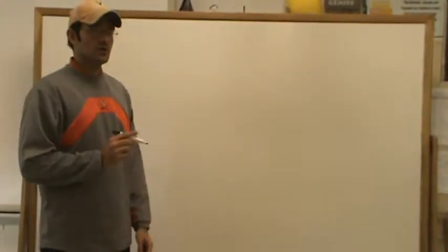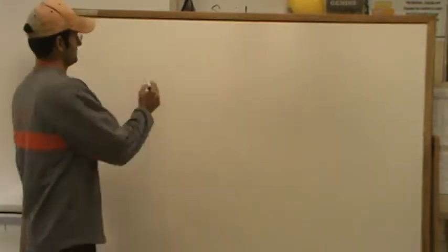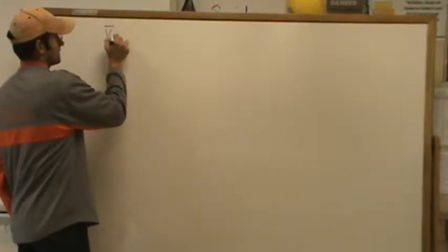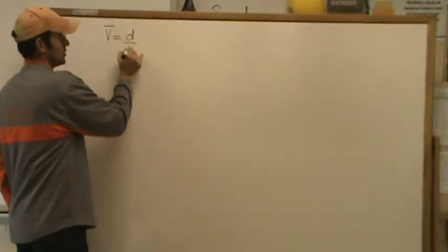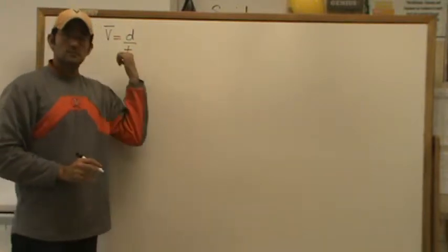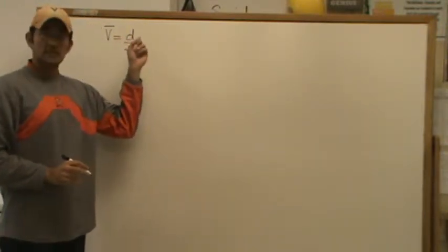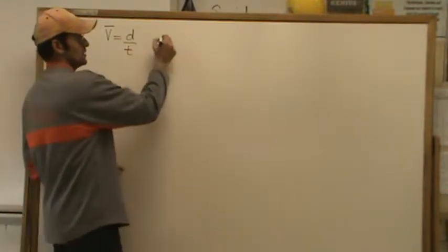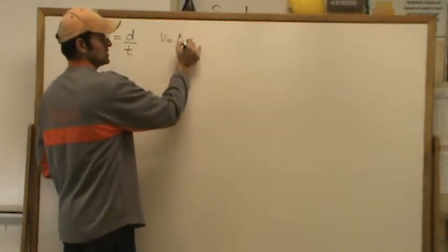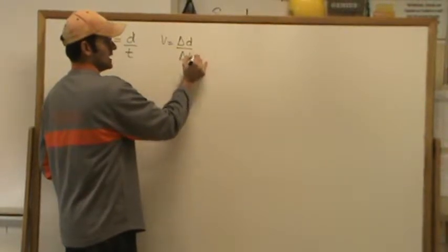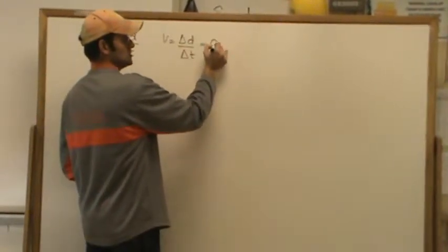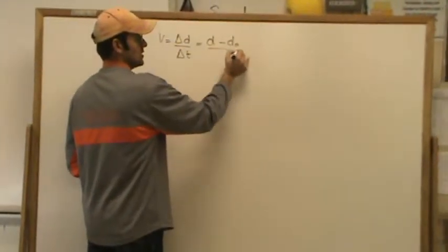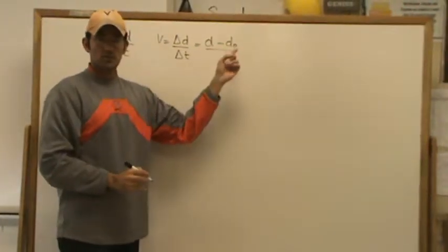First of all, you want to know the average velocity equation. Your average velocity equation is simply the change in displacement over the change in time. You can write it as d over t. Some people will write it as a change in displacement over a change in time. What is a change in displacement? A change in displacement just means your final displacement minus your initial displacement.